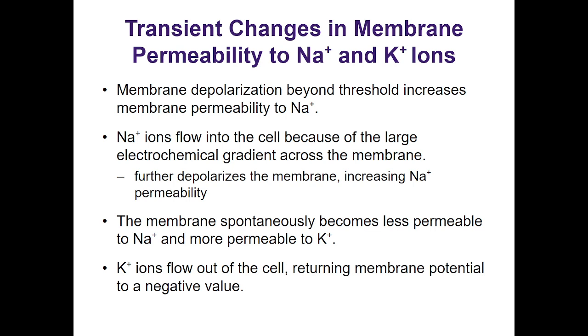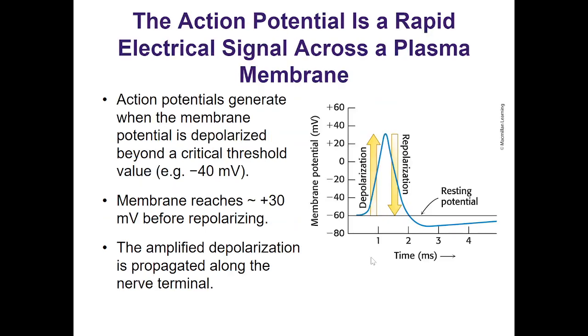So the transient changes in your membrane permeability to sodium and potassium ions: the membrane depolarization beyond a threshold is going to increase the membrane permeability to sodium. These sodium ions will flow into the cell because of the large electrochemical gradient across the membrane. So it further depolarizes the membrane and increases the sodium permeability. The membrane will spontaneously become less permeable to sodium and more permeable to potassium. The potassium ions are going to flow out of the cell. They'll return the membrane potential to a negative value again. And so this is that process we just described. Now we've described it in the exact steps.